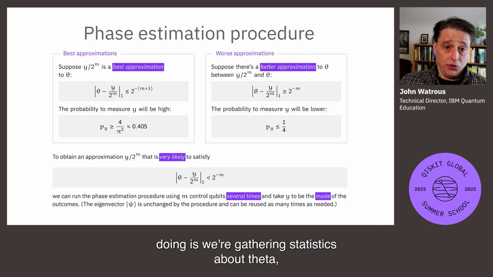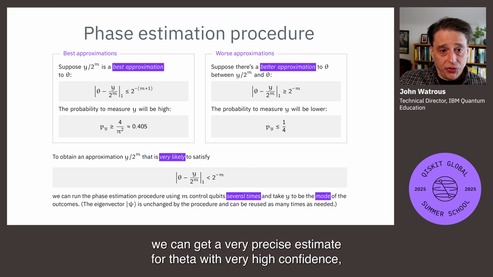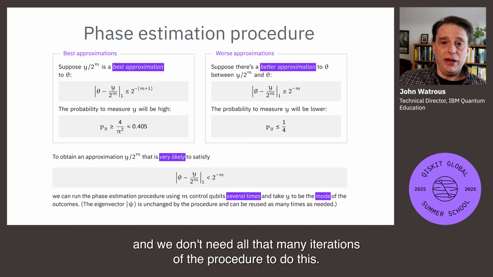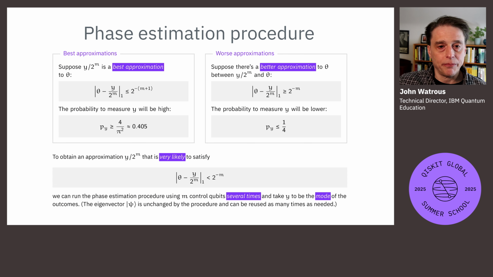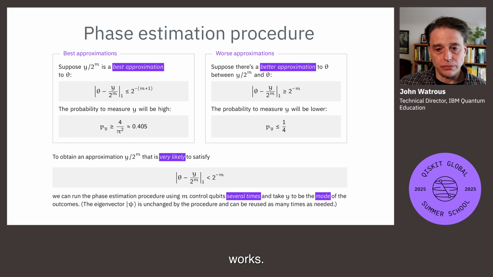In short, what we're doing is gathering statistics about theta. And the point is that by doing this, we can get a very precise estimate for theta with very high confidence, and we don't need all that many iterations of the procedure to do this. And that is how the phase estimation procedure works.